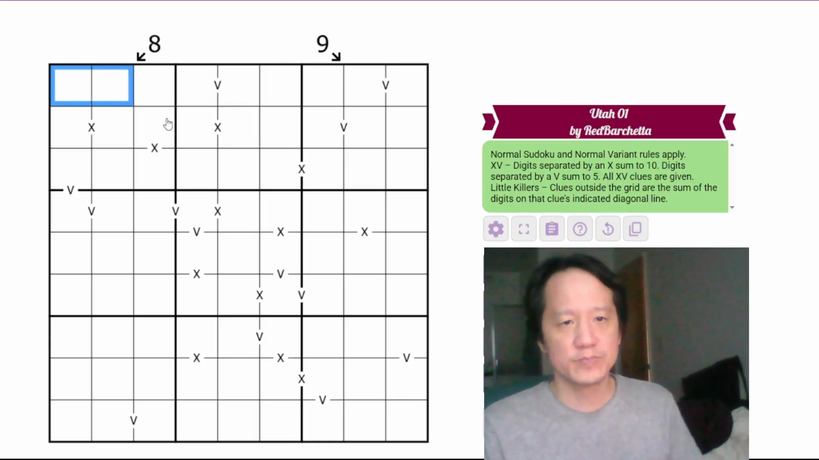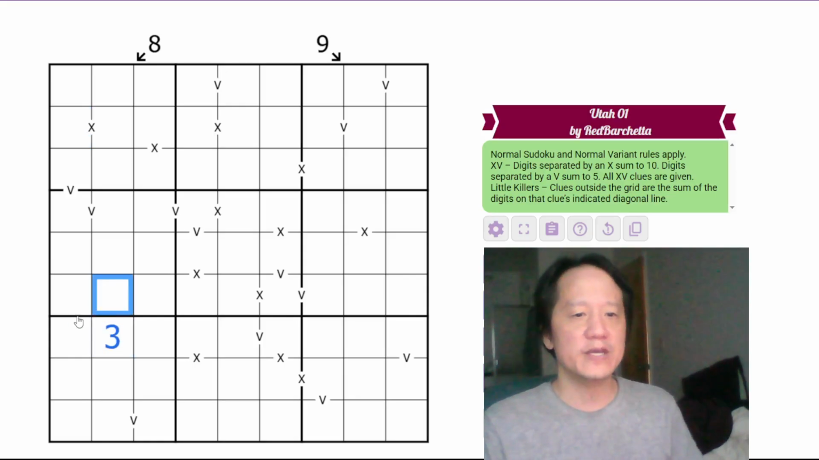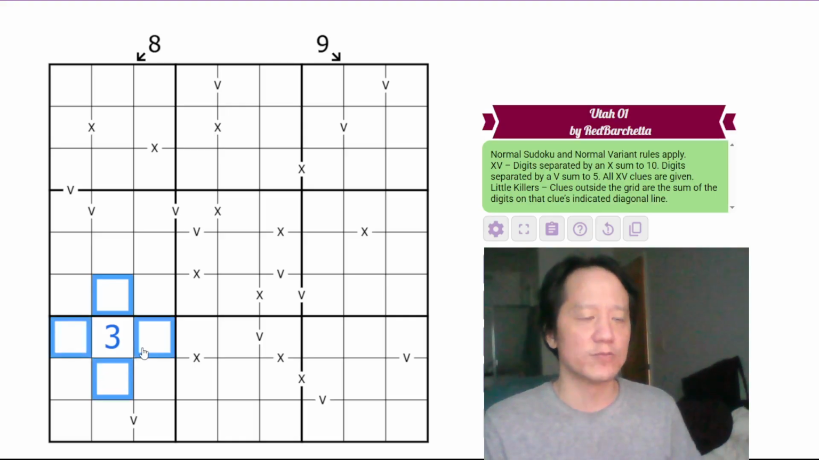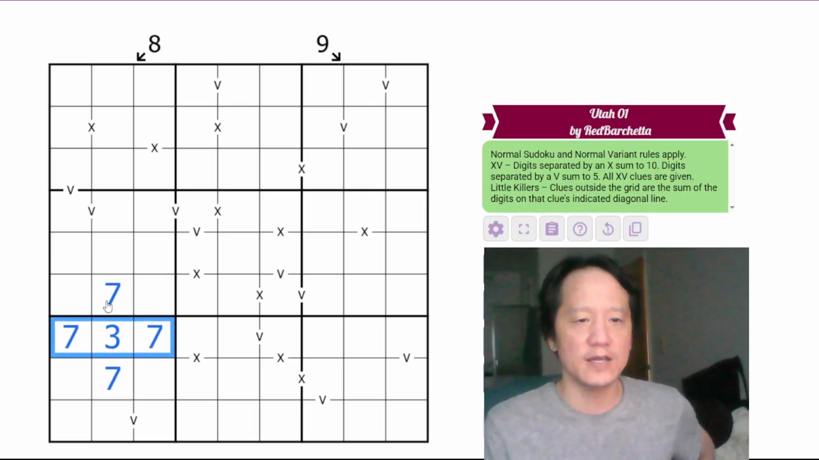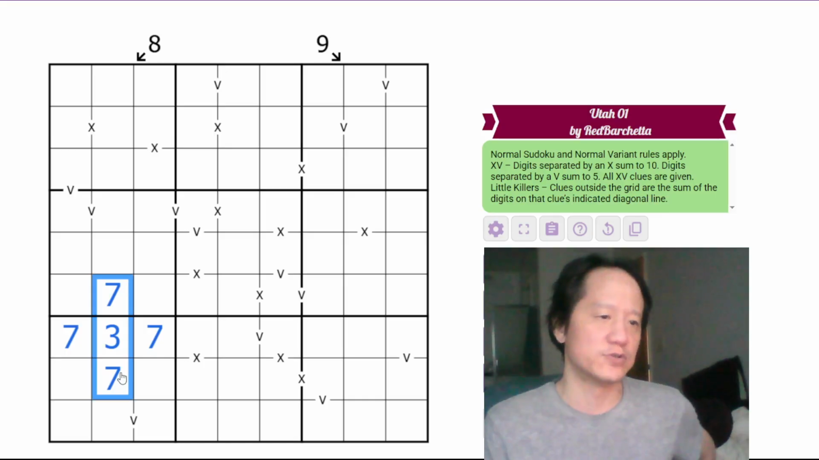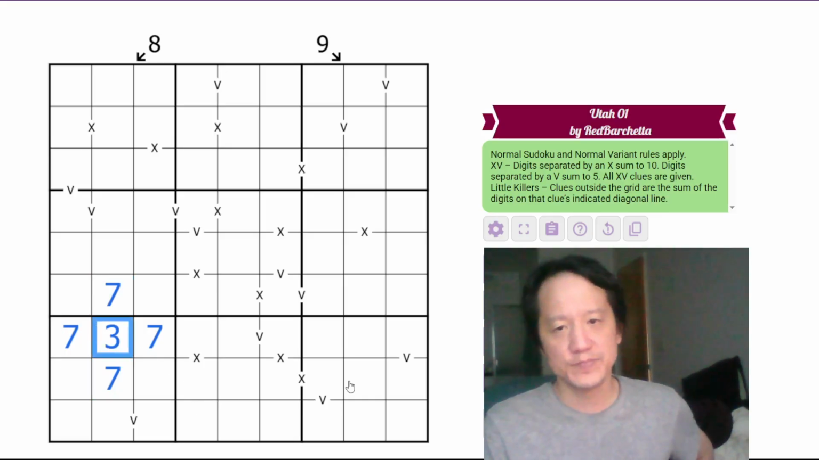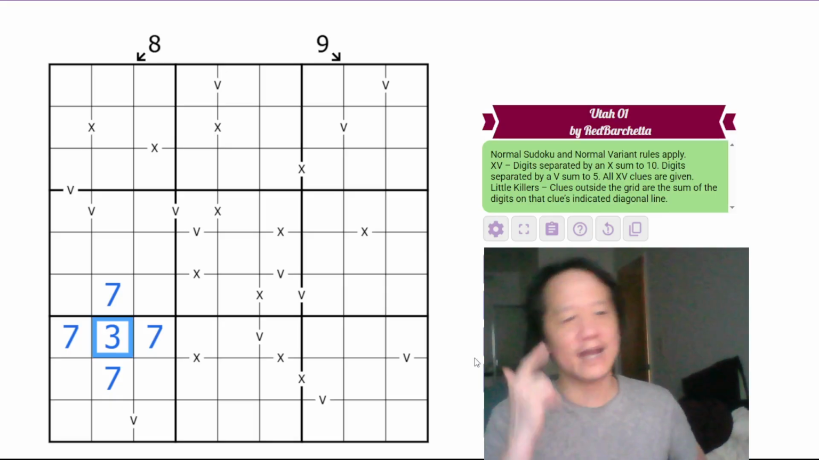For an example of how V's and X's work, if this is a 3, this would have to be a 2, because these two digits add up to 5. If this were a 3, this would have to be a 7, because these two digits add up to 10. But if we had a 3 here, because there are no X's and V's around here, none of these digits can be a 2 or 7, because those would add up to 5 or 10 respectively. Since there's no X or V around these, we know that's not possible if this were a 3. So that's how the XV works and how negative constraints work.